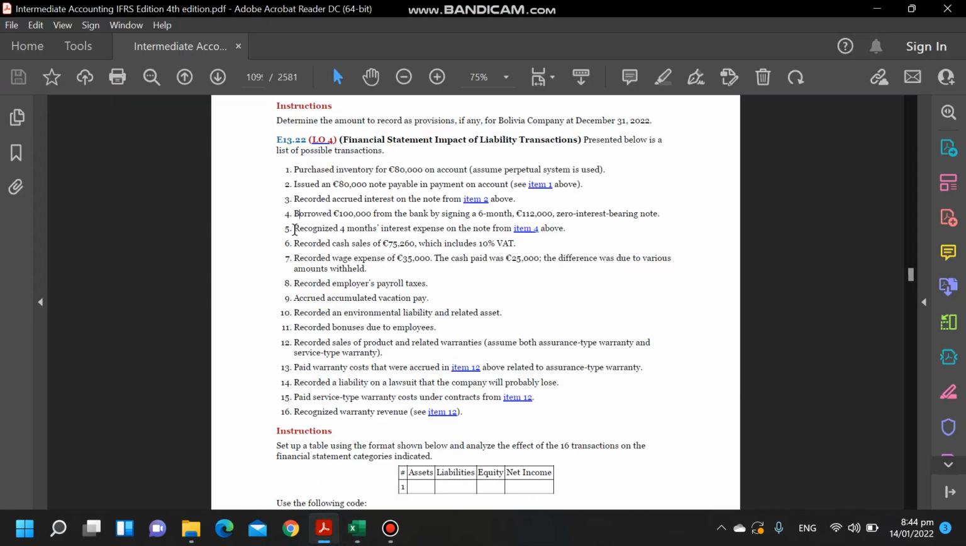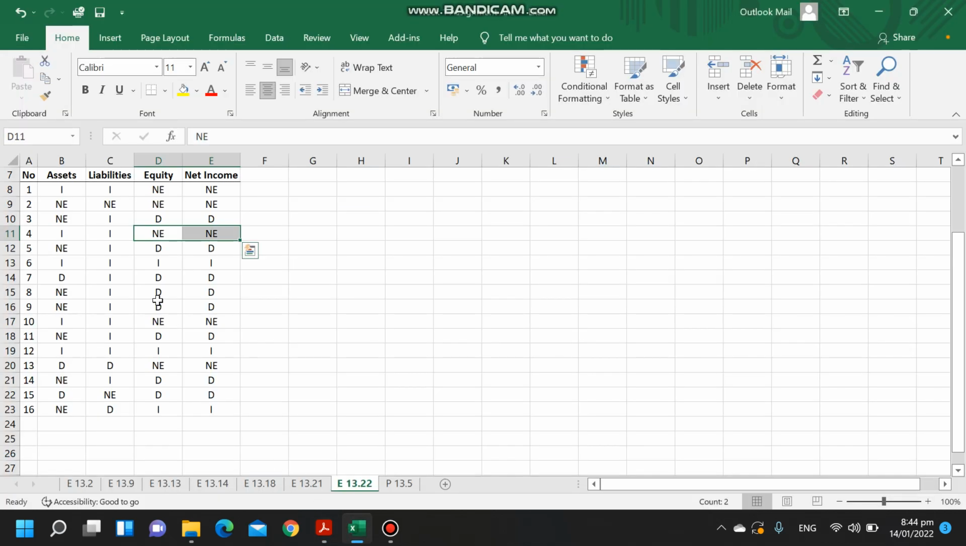And then number 5, recognize 4 months interest expense on the note from item 4 above. So we are adjusting the interest expense. It is quite similar to number 3, so the effect will be the same as number 3. The asset has no net effect, liabilities is increased, equity and income will be decreased.